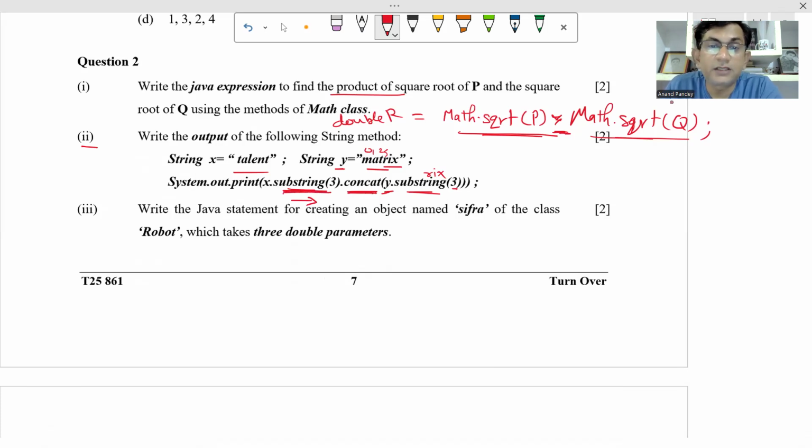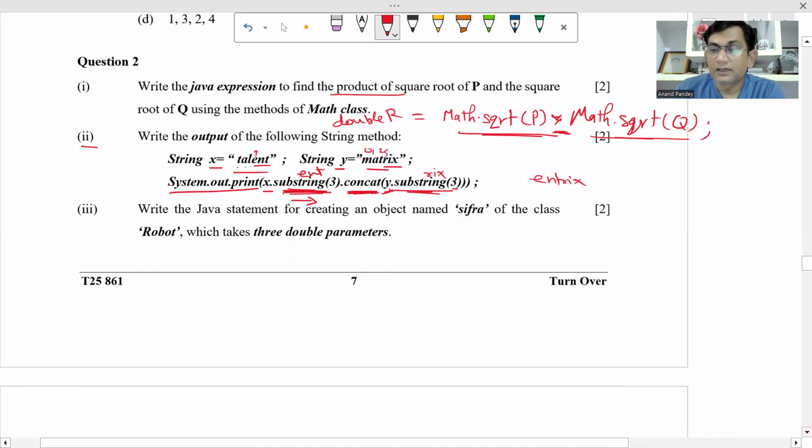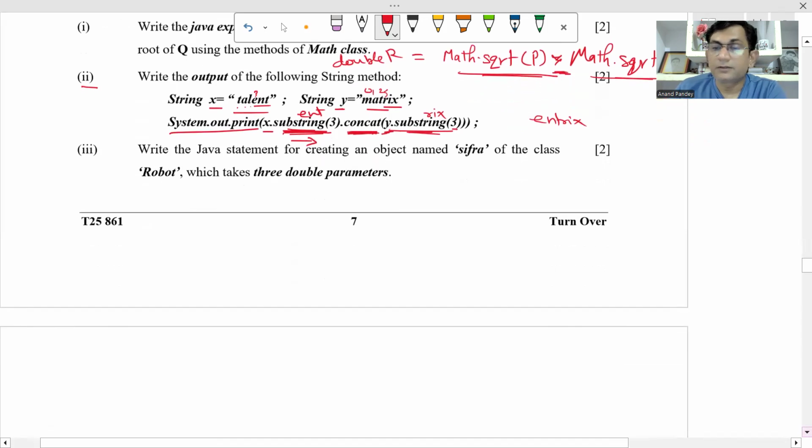So first the substring function will execute, then the concat function will execute. Let's find the substring 3 in x. This is x, 0, 1, 2, 3. Index 3 is at e, so the result of this will be ent. The result of this is rix, and that will be concatenated, joined by this function, so it will be ent rix. So finally, the output printed will be entrix. Clear? Next question, third part of this.